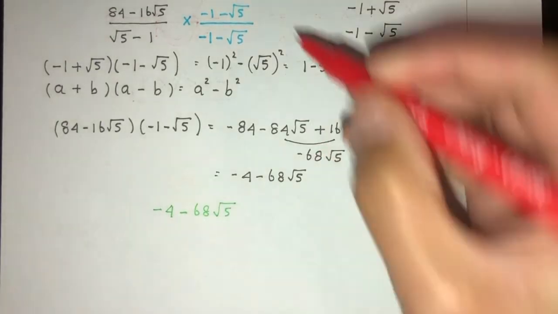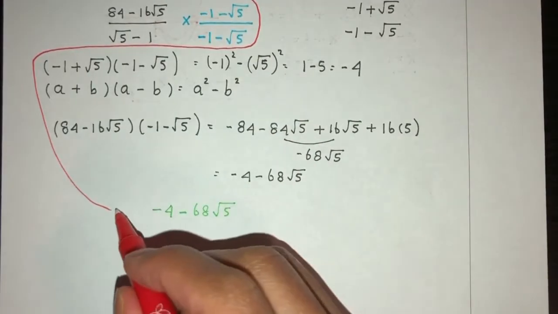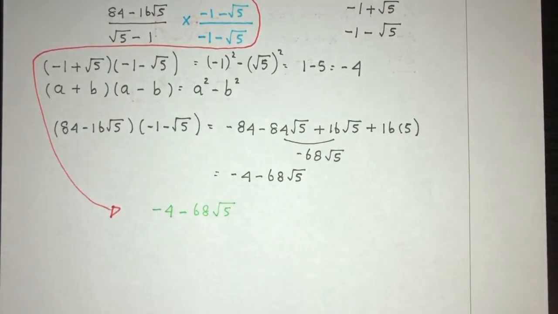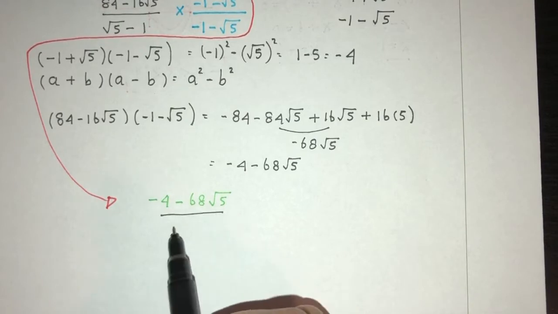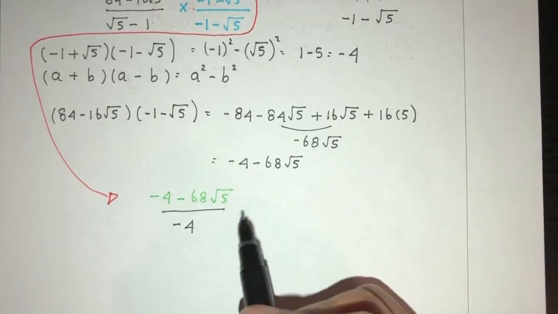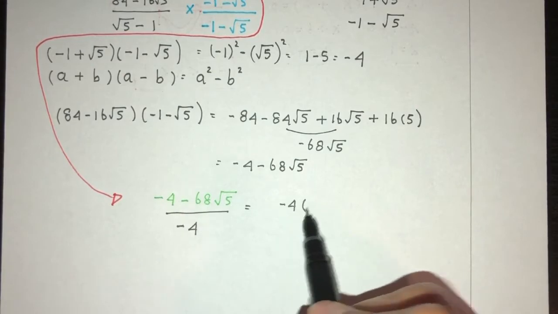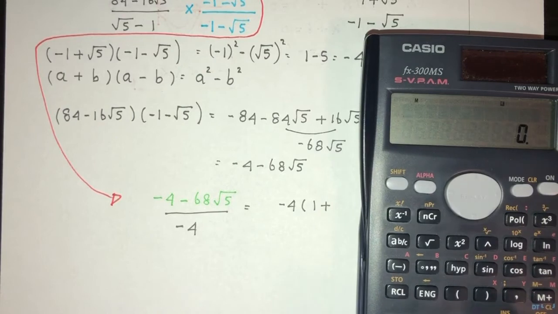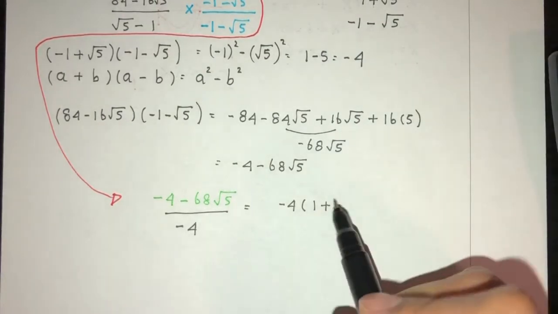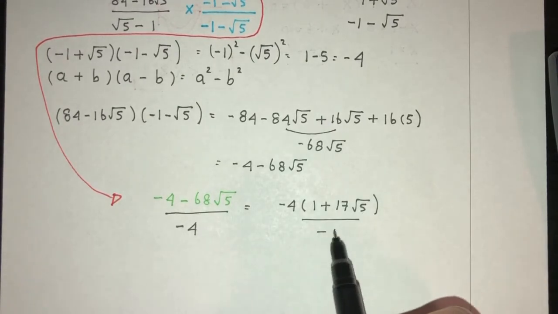So just to show what happens, this one will be continued to here, okay? So you have this on top, and on the bottom you will have this one, minus 4. Now we can simplify. If you take out minus 4 on top, you will have what? You will have 1 plus, so let's see what value. 68 divided by 4, that is 17. So plus 17 root of 5 over minus 4.